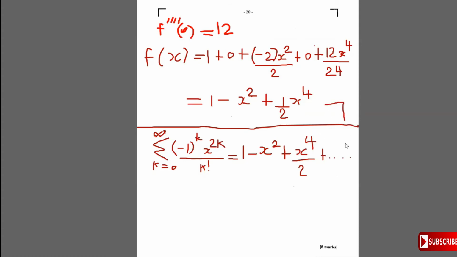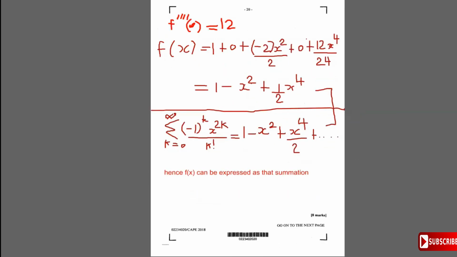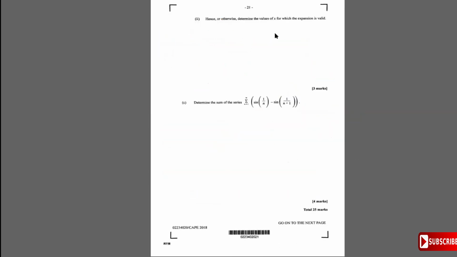So we can say hence, the statement is true. Hence f of x can be expressed as that summation. So we did it. Nice. As you can see, we're getting the same thing when we expand it. Nice. Hence or otherwise determine the values of x for which the expansion is valid.